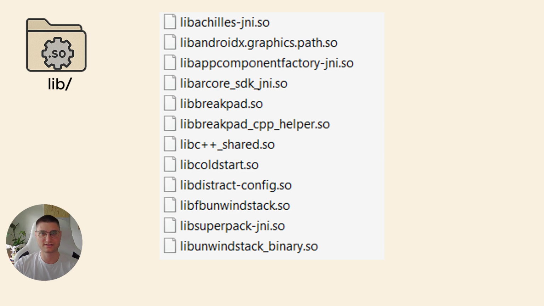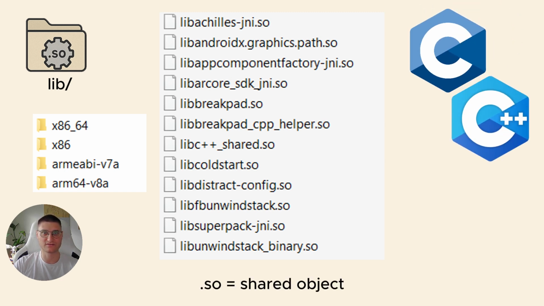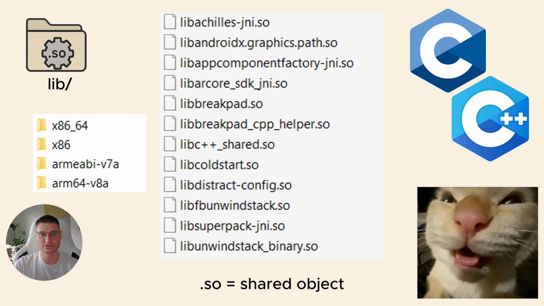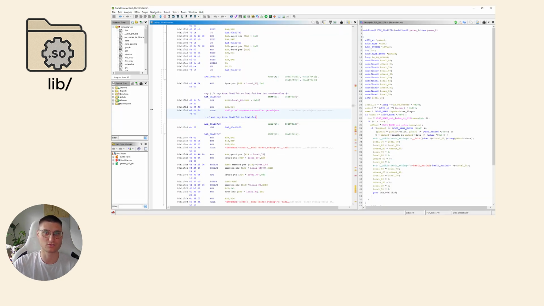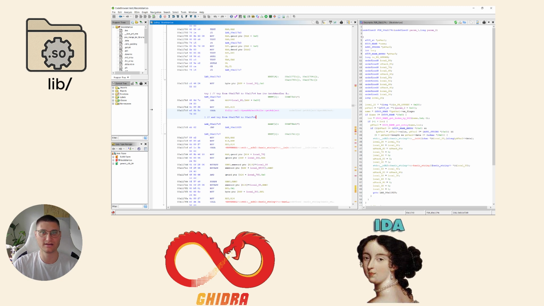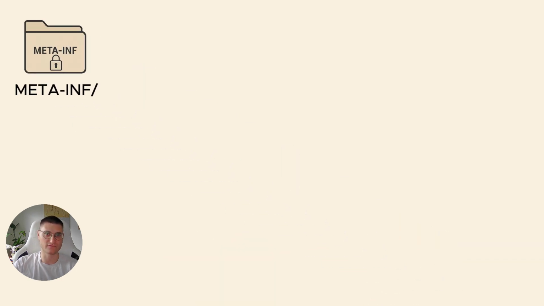The lib directory contains compiled libraries for different CPU architectures like ARM or x86. These are .so shared object files, written usually in C or C++ for performance-critical tasks like encryption or game engines. However, some developers may hide malicious logic there to make it harder to access and read. Reverse engineering native libraries is a more advanced task since it requires tools like IDA Pro or Ghidra and an understanding of assembly code. Finally, META-INF contains signature information.